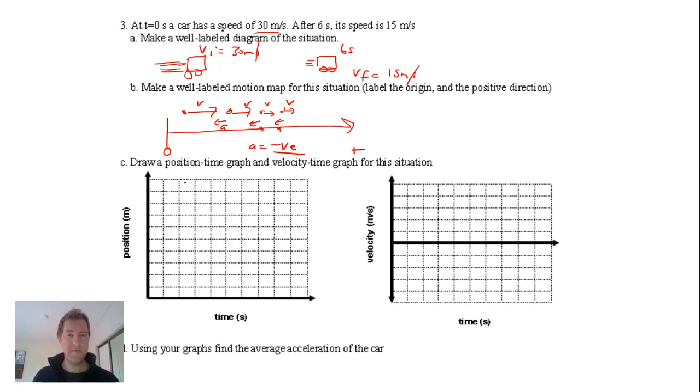Draw a position time graph and a velocity time graph for this situation. So it's going fast to start with, so it's steep, and then it slows down, but it doesn't completely stop. Its velocity starts off quite fast. And after 6 seconds, 1, 2, 3, 4, 5, 6, its velocity started off at 30. Its velocity is down to 15 at this point here. It's meant to be a straight line.